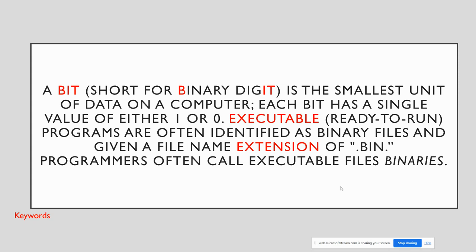Bit is short for binary digit. The B comes from binary, and the it comes from digit, that's why we put them together and we call it a bit. It's the smallest unit of data on a computer. Each bit has a single value of either 1 or 0. Ready-to-run programs are often identified as binary files and given a file name extension .bin. So that's why we call executable files binaries.